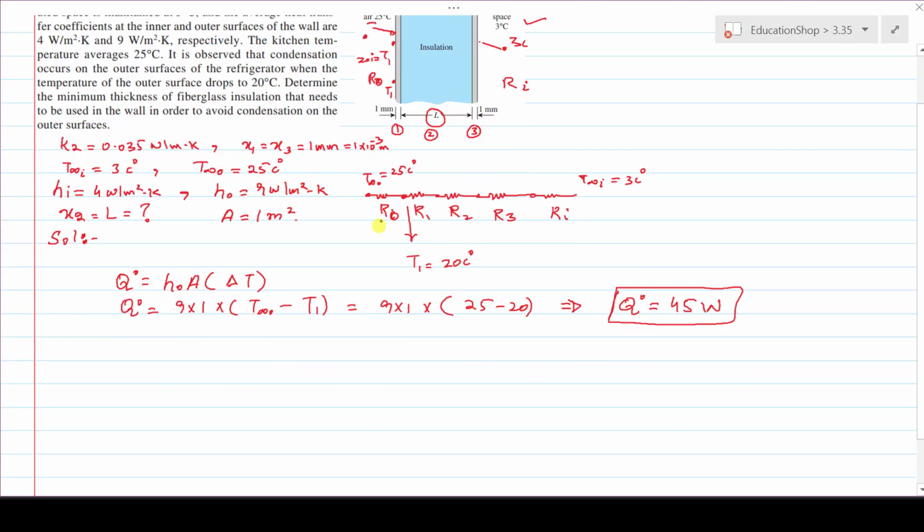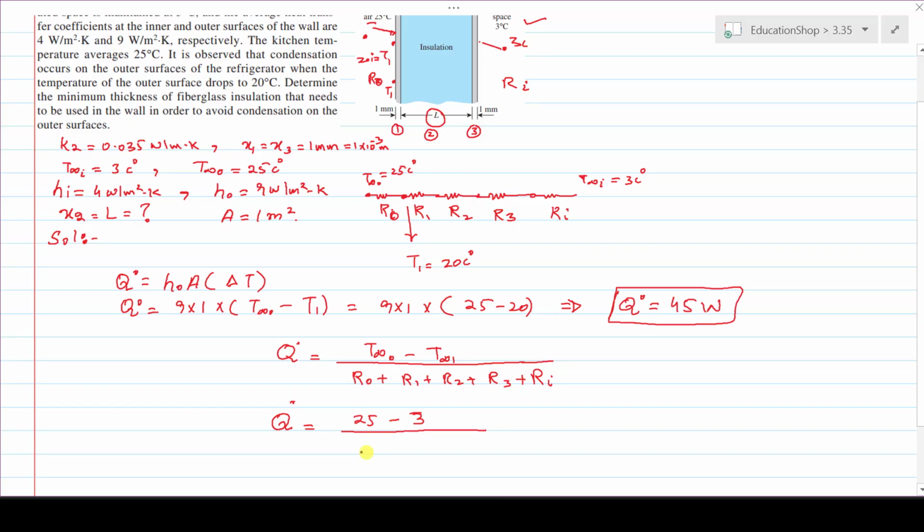But we need to calculate the thickness of the insulations in order to avoid condensation at the outer sheet metals. Then we can say that the heat transfer is equal to change in temperatures, that is T infinity naught minus T infinity i, divided by the total resistance in between these two temperatures, that is R0 plus Ri plus R2 plus R3 plus Ri, is equal to Q, and the value of Q we have calculated, that is 45. The outside temperature is 25 centigrade minus inside temperature is 3 centigrade.